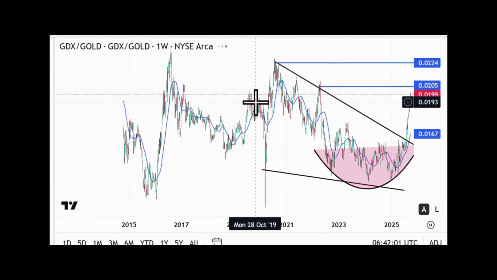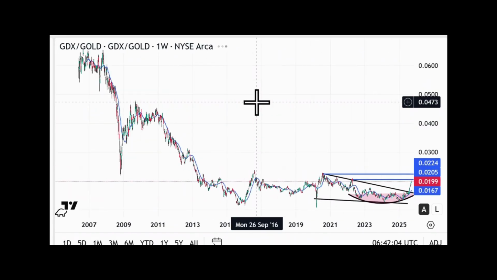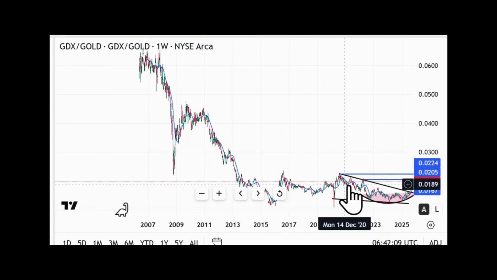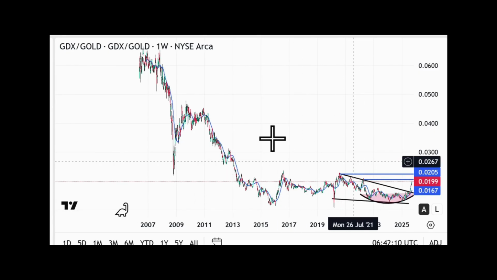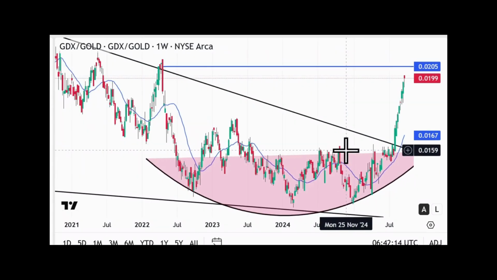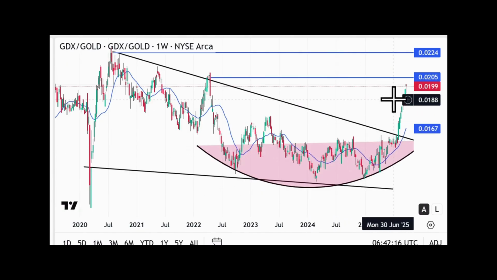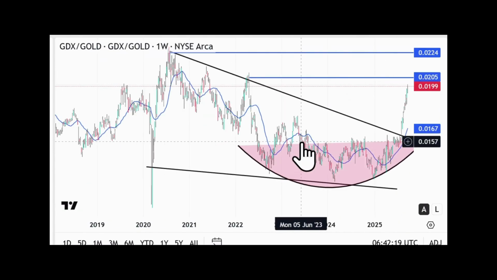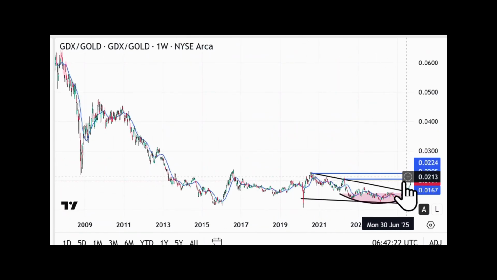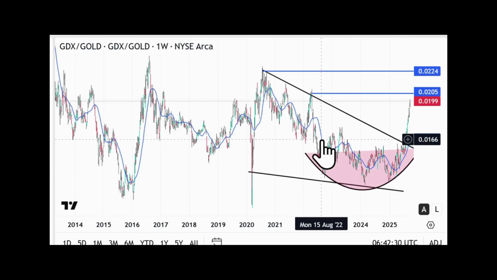GDX over gold. So basically, holding gold, you were making more money than holding the miners since 2008. But that trend is changing quite dramatically. So now gold miners are outperforming the gold price. So imagine, and I see no reason why not, why this trend can't continue for the gold miners to keep outperforming the gold price.